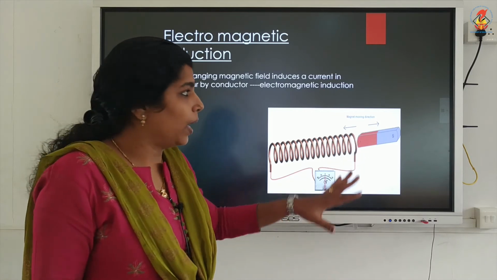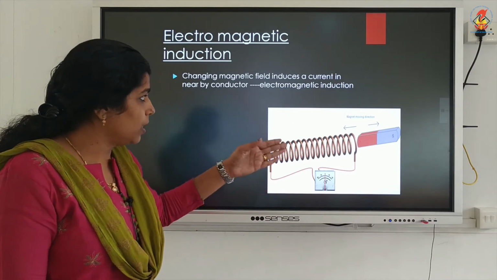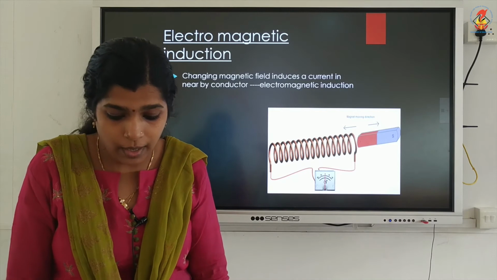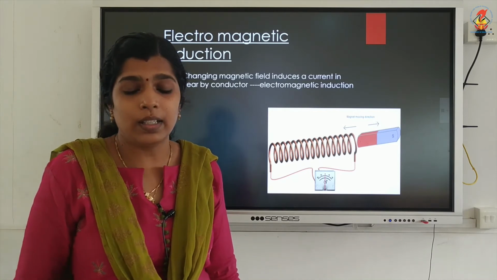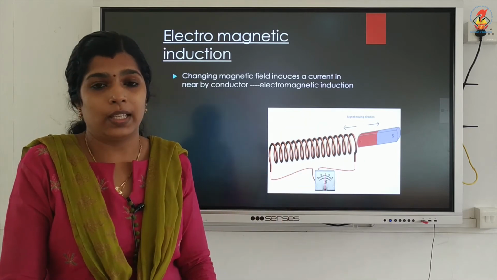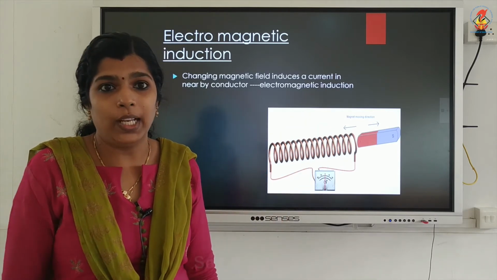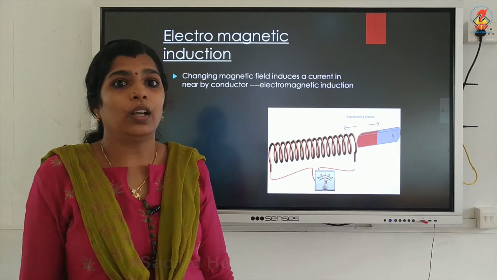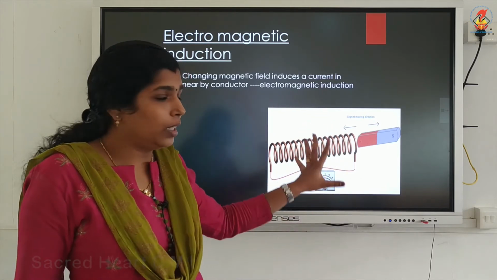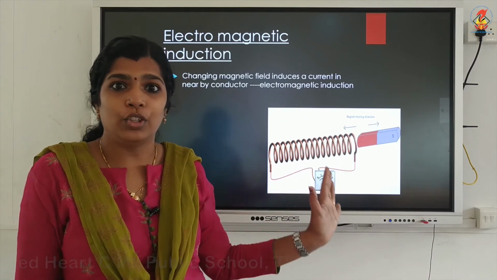So, it does not matter whether the magnet is moved closer or away from the coil, a current is generated in the coil, because in both cases the magnetic field lines linked with the coil changes.